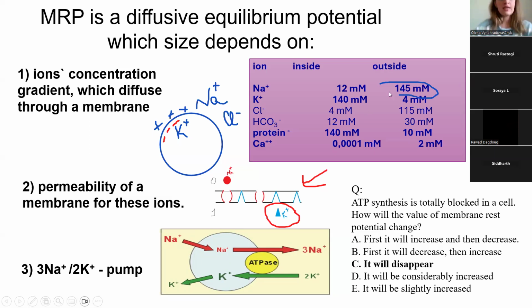So you can see now that permeability for potassium is higher than for sodium. It means that the main ion for our membrane rest potential will be potassium, because the permeability of the cell membrane for potassium is higher. It means potassium will move outside of our cell more easily. Inside, something should create negatively charged parts. Inside, our negativity is created by proteins, negatively charged, and other anions.